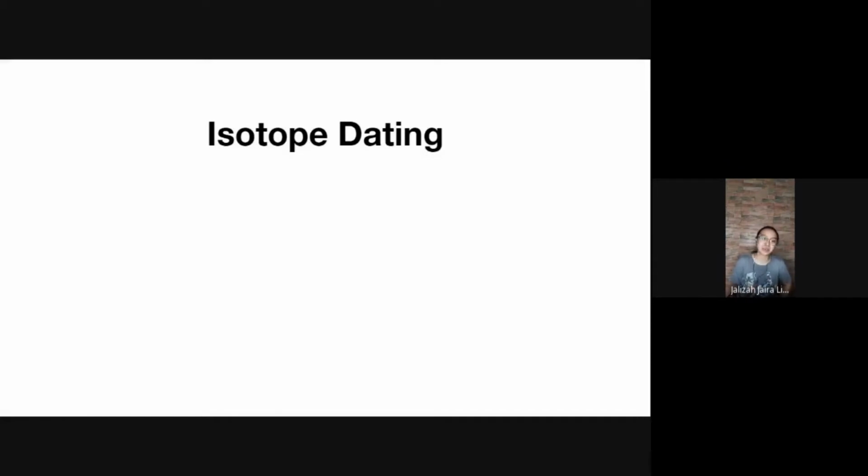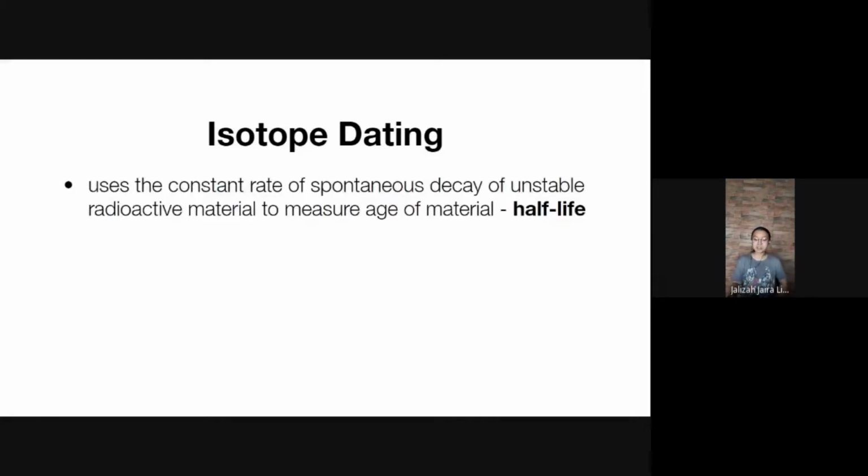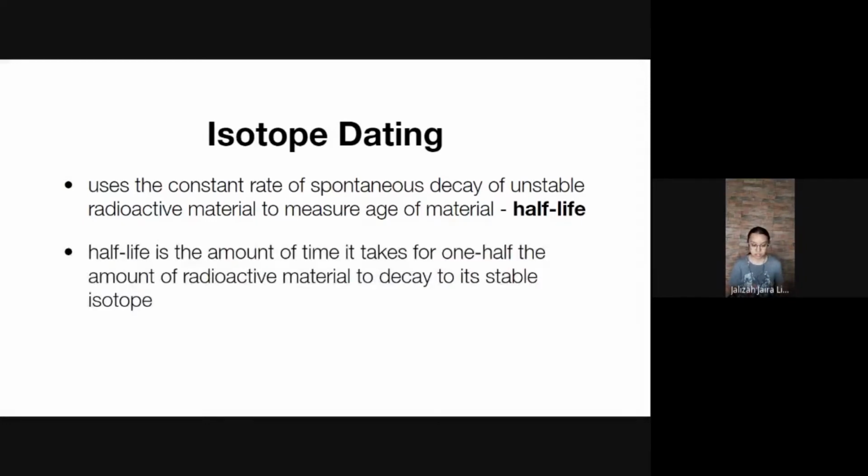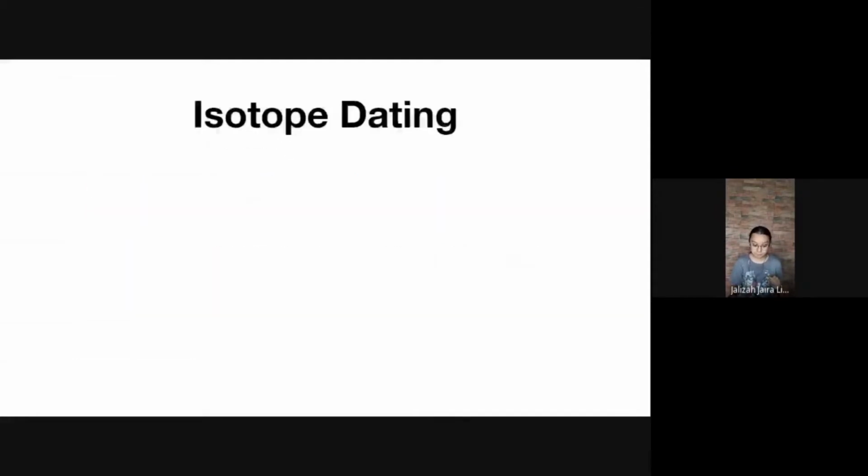Now let's go back to isotope dating. When we talk about isotope dating, we're talking about how we utilize the half-life. The half-life is actually the constant rate of spontaneous decay of the radioactive materials. So we use that to measure the age of the material. So the half-life is the amount of time it takes for one half of the amount of the radioactive material to decay to its stable isotope. So I know it sounds funky in your mind right now, but we're going to go through the different basics so you can understand it better, okay?